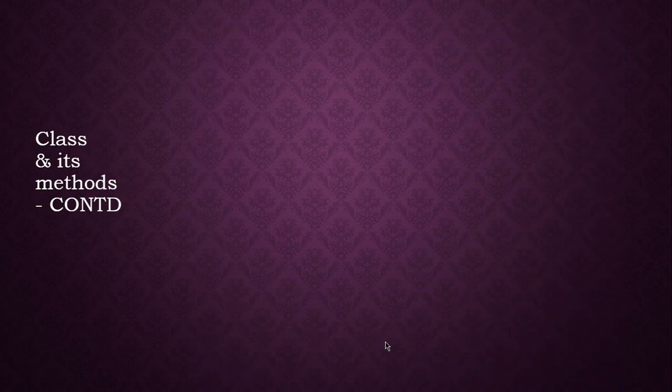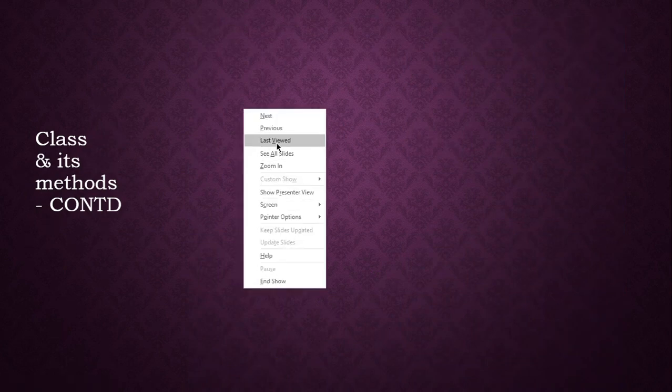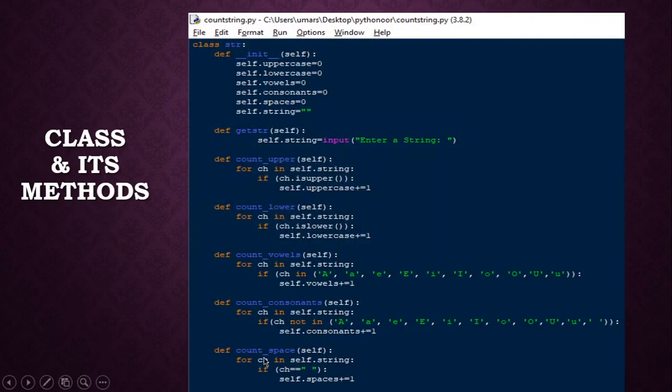And then finally it is going for the spaces. For ch in self dot string, if ch is equal to space, self dot space is equal to spaces plus 1. So all our conditions are satisfied here. We have checked here for uppercase, here for lowercase, this is for vowels, this is for consonants, and this is for the spaces in the particular string. So these are all the cases we are going to find in this particular function.